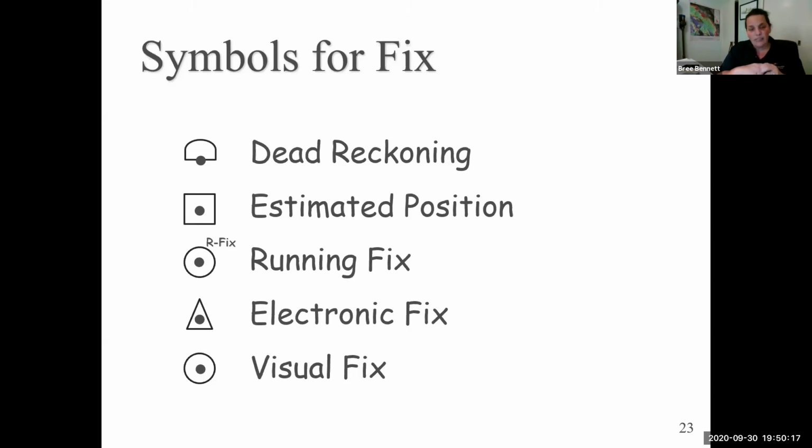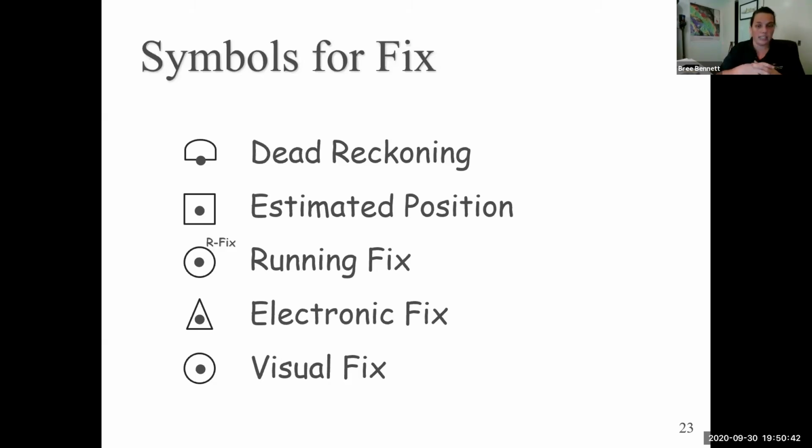And then we have electronic fix, which is that triangle. So your electronic fix can be your GPS, can be a radar, any sort of thing that you're getting your position electronically. And then the dot with a circle is a visual fix. So that is, you have a bearing, a bearing, a bearing, and you get a fix.